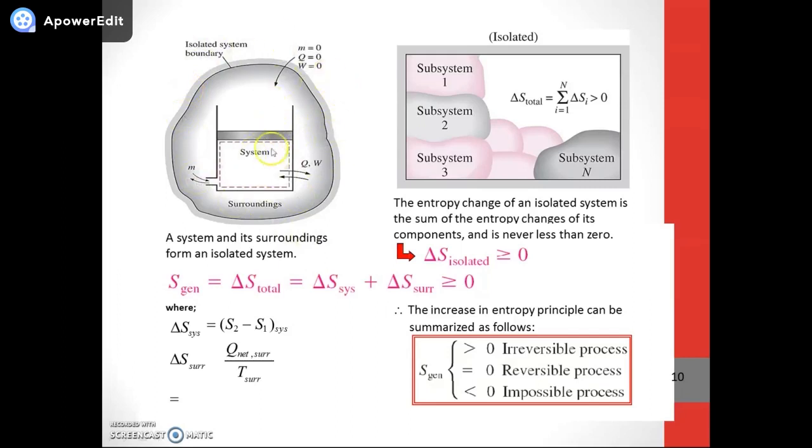Inside, the mass is 0, Q is 0: there is no mass transfer, there is no heat transfer, and no work has been done onto the system from the outside. But of course, inside of the boundary we do have the system and its own internal heat and work transfer and mass transfer.